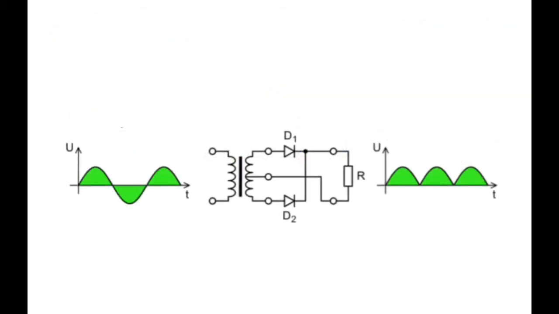Let's see how to analyze a full wave rectifier. So we are using here two diodes to make a circuit for a full wave rectifier. Let's quickly recall that a rectifier is a device which converts AC to DC. We can see that we are using an AC power source in this circuit diagram.